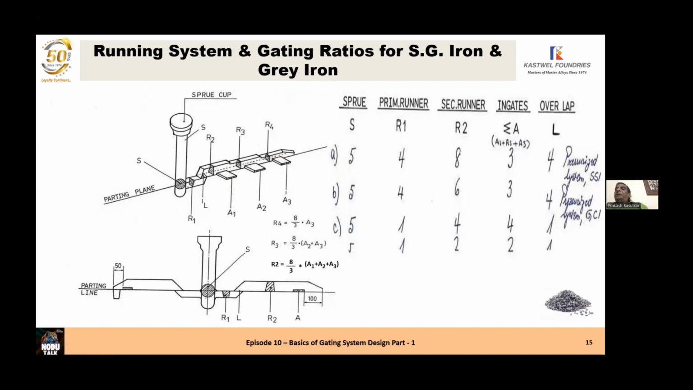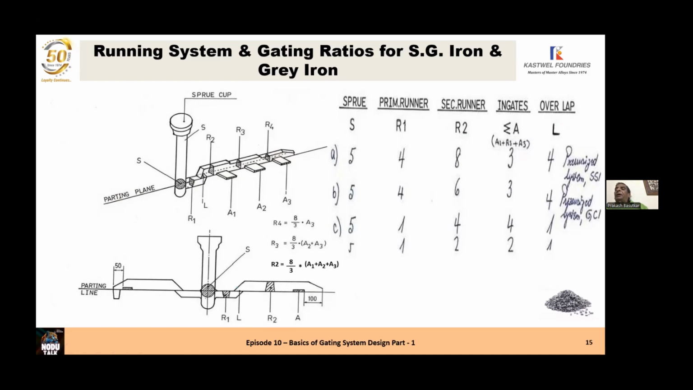If you want to find out the runner area of the fourth runner R4, it is 8/3 multiplied by the ingate area A3. So the runner area is available by multiplying these ratios with the ingate area. So R4 runner area is equal to the ingate area on that runner multiplied by 8/3. Is that clear? A3 is the ingate on runner R4. Multiply it by 8/3 because that's the ratio in which the runner and ingates are designed.